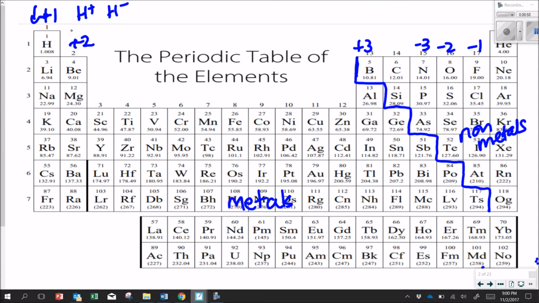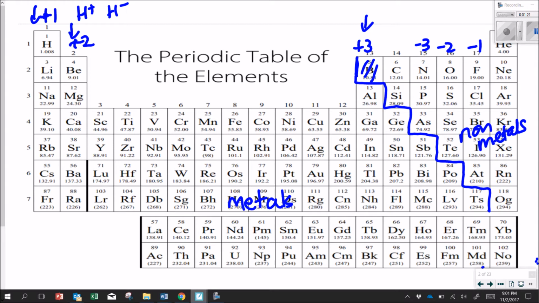Elements in group 2 will always form ions with a charge of +2, and the metallic elements in group 13 will always form ions with a charge of +3, so boron, not being a metal, will not be included there.